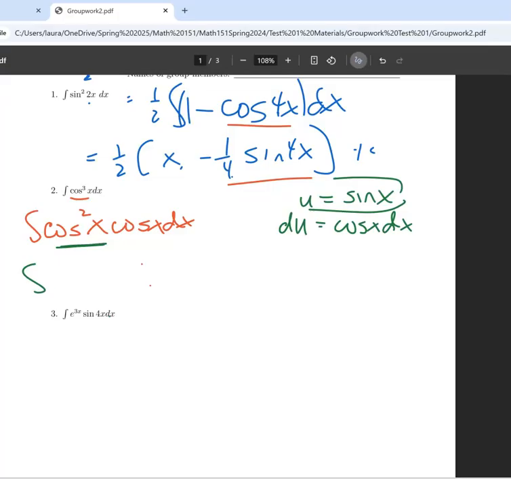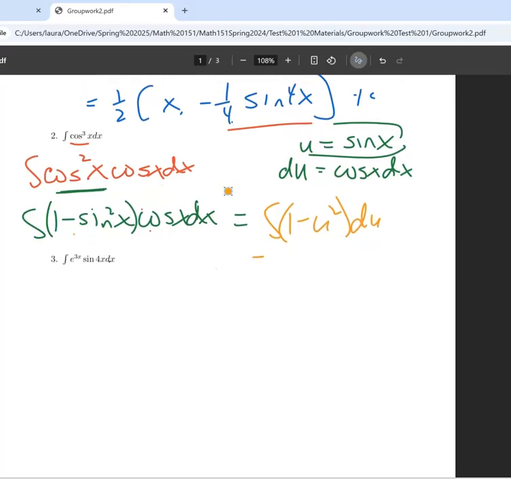So let's rewrite this as 1 minus sine squared x. So be careful that you want to go all x's to all u's. All right, so now let's go all to u's. So I have 1 minus u squared du, and then I can take the antiderivative, u minus u cubed over 3, and then put the u back in, sine of x minus 1/3 sine cubed of x plus c.